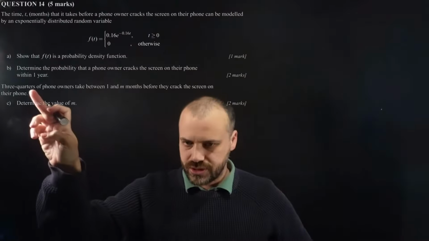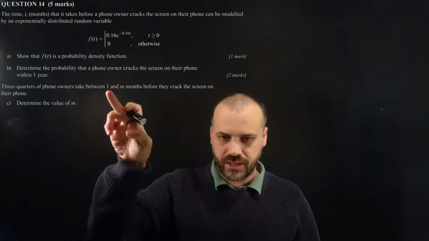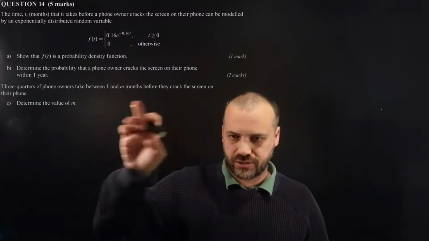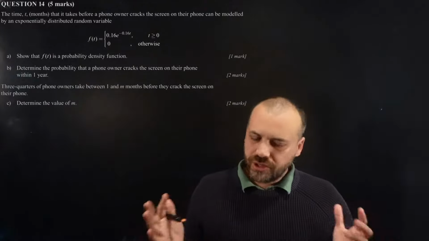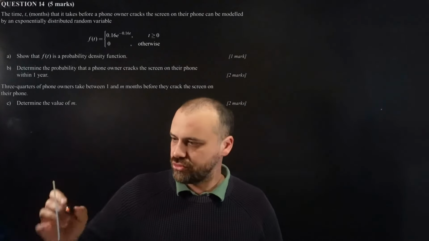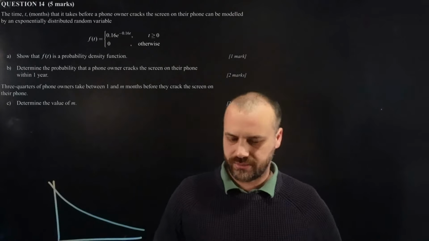All right, so the last question says 3/4 of phone owners take between 1 and m months before they crack the screen on their phone. Determine the value of m. You really want to draw pictures for these. So let's draw our picture. We've got an exponential probability density function that looks something like that.